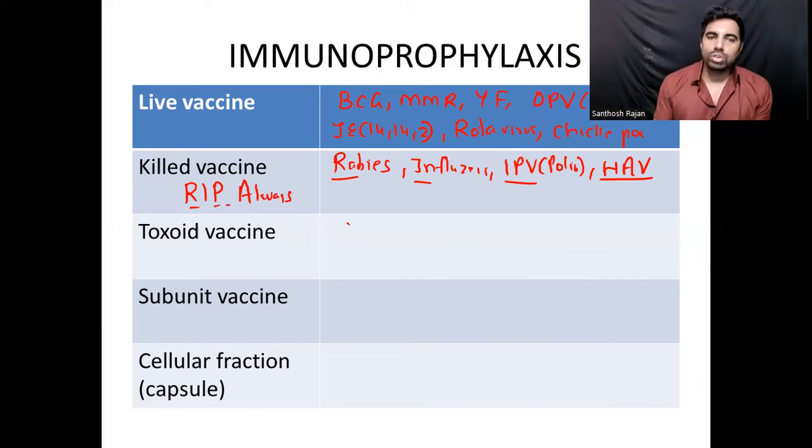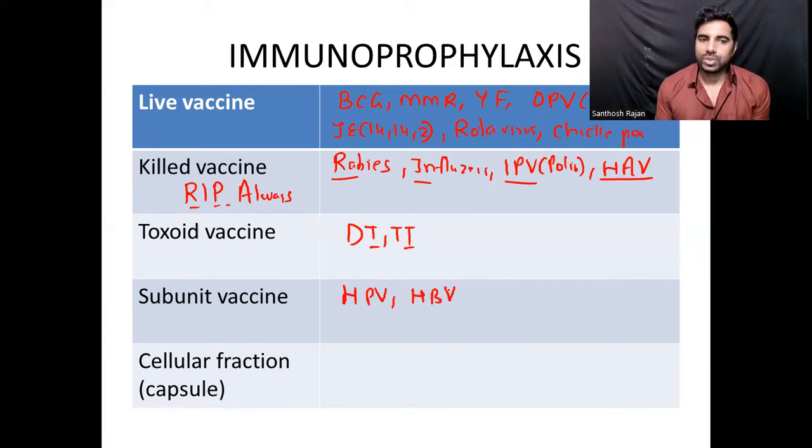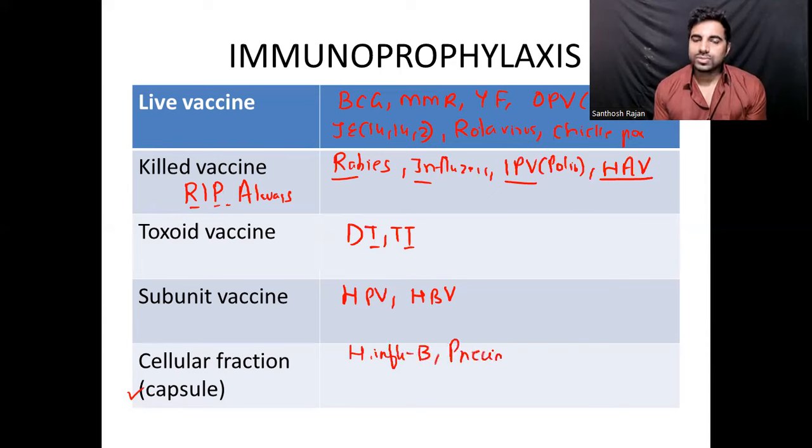Toxoid, either DT or TT. Toxoid is a component. Subunit vaccines are only two, HPV and HBV. Cellular fraction means they're using the capsule as a special compound. So which are the capsulated? H influenza B, pneumococcus vaccine, and then meningitis vaccine. That's it. So these are the immunoprophylaxis vaccines.